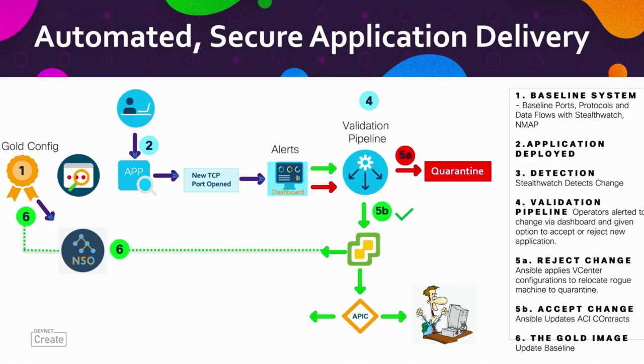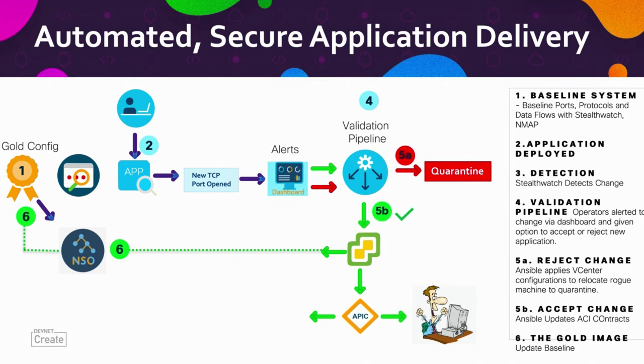The second part of the demo, we're going to pick up where we left off on the last one. We have an example here of what you can do from a security perspective using StealthWatch or Secure Network Analytics. So what we're doing in this pipeline is we have a gold config. We have our applications deployed. We baseline them with StealthWatch. We know what flows we expect. We know what ports we expect open. We know how we expect those applications to communicate.